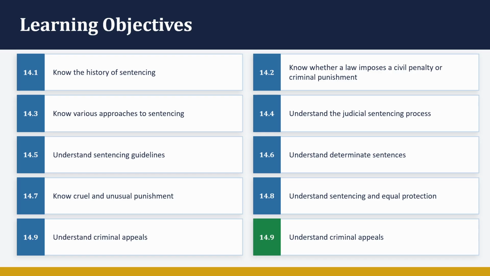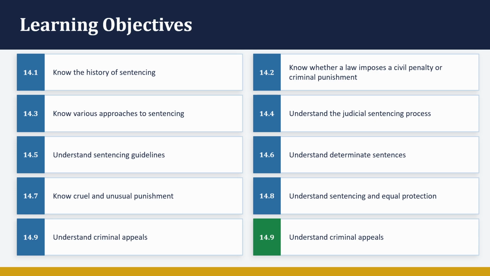Objective 14.2 addresses how courts distinguish civil penalties from criminal punishment, a distinction that matters for constitutional protections like double jeopardy and ex post facto. Objective 14.3 surveys the 4 major approaches to sentencing: determinate, mandatory minimum, indeterminate, and presumptive guidelines.